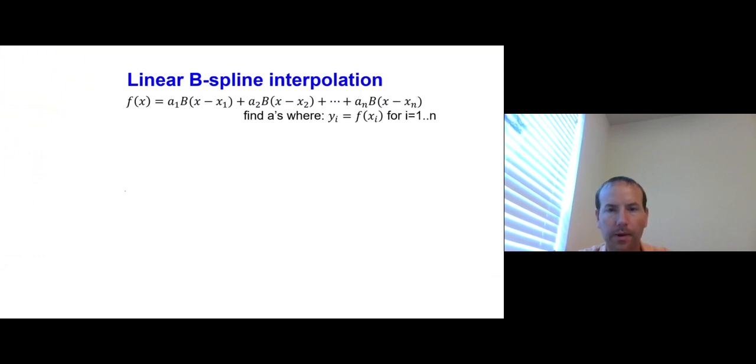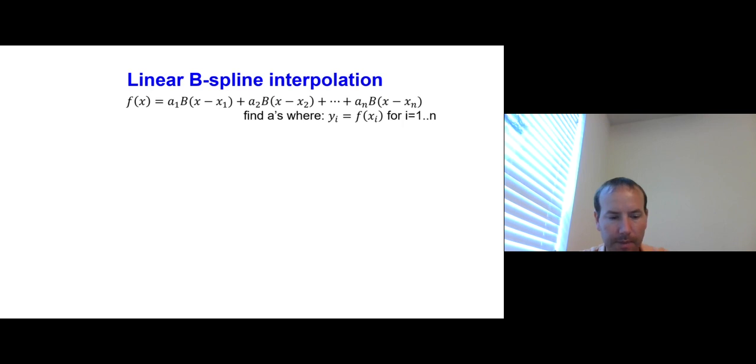Hello and welcome back to our interpolation video. In the last lecture, we talked about polynomial interpolation, which meant that we were able to find a line, a quadratic, or a higher order polynomial that went exactly through a certain number of data points. In this video, we're going to be talking about B-spline interpolation.